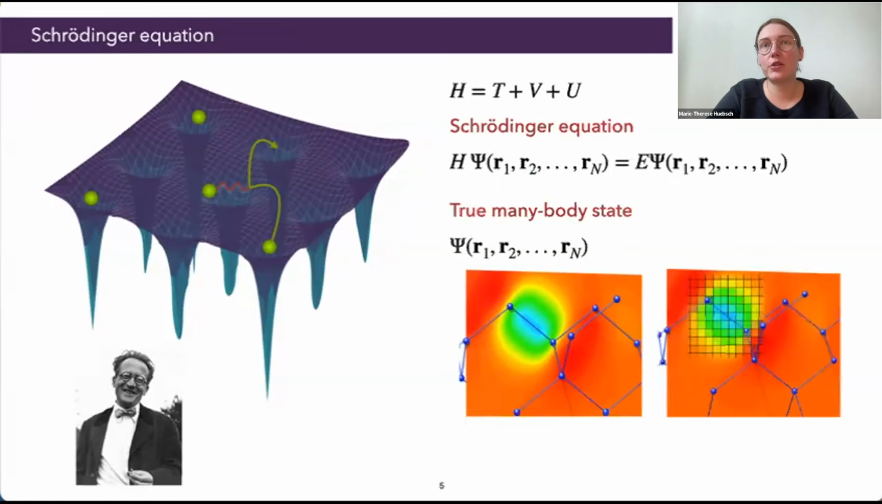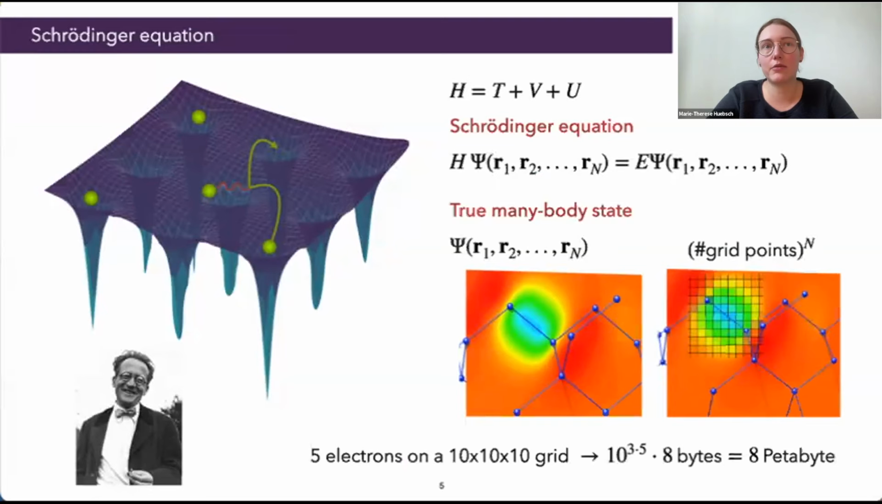For the computation, we need to discretize the wave function and store it somewhere in memory. And this will take the number of grid points to the power of the number of electrons. For 5 electrons on a 10 by 10 by 10 grid, that yields 10 to the 15 times 8 bytes for a double precision floating point number. And that is 8 petabyte or 8,000 terabyte of data. As you see, there's not nearly enough storage to treat realistic problems using the Schrödinger equation. We need a different strategy. And I think, well, we can all agree on that.